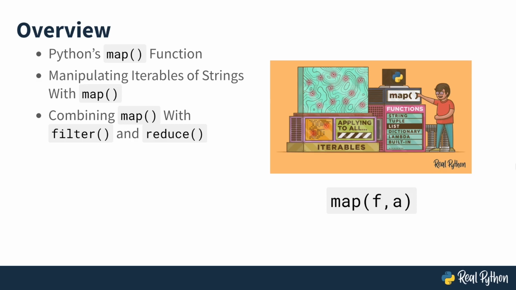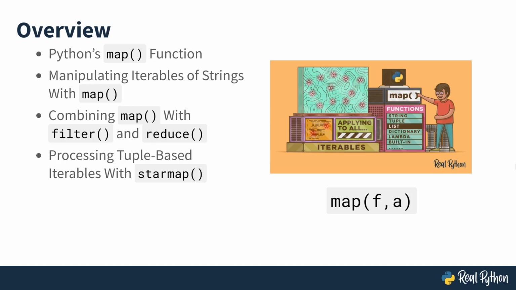We'll then take a look at combining the map function with two other important functions in functional programming, and these are the filter function and the reduce function. We'll then take a look at a very useful function that's in the itertools module called the starmap function, which is very similar to the map function, but is tailored to when the iterables that you want to map to are all contained in one iterable.